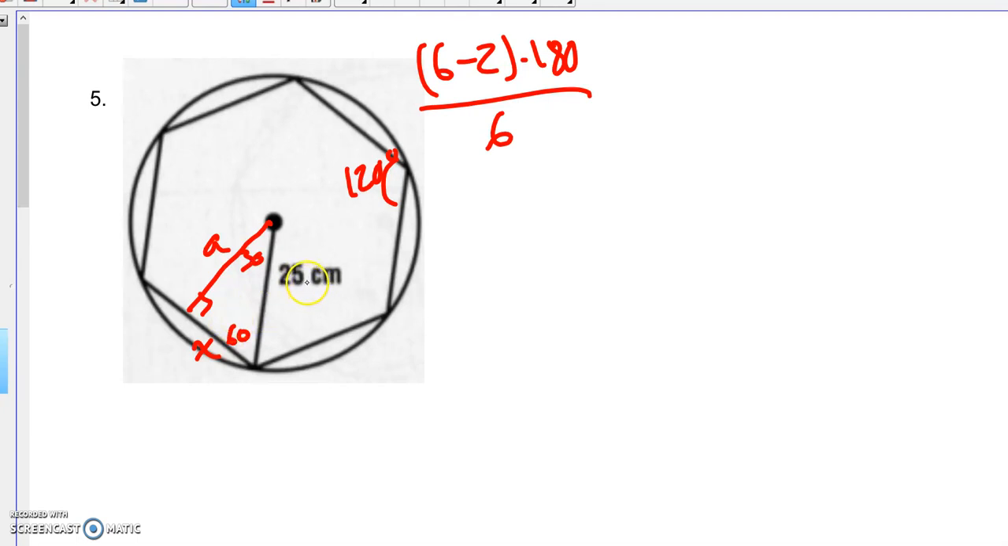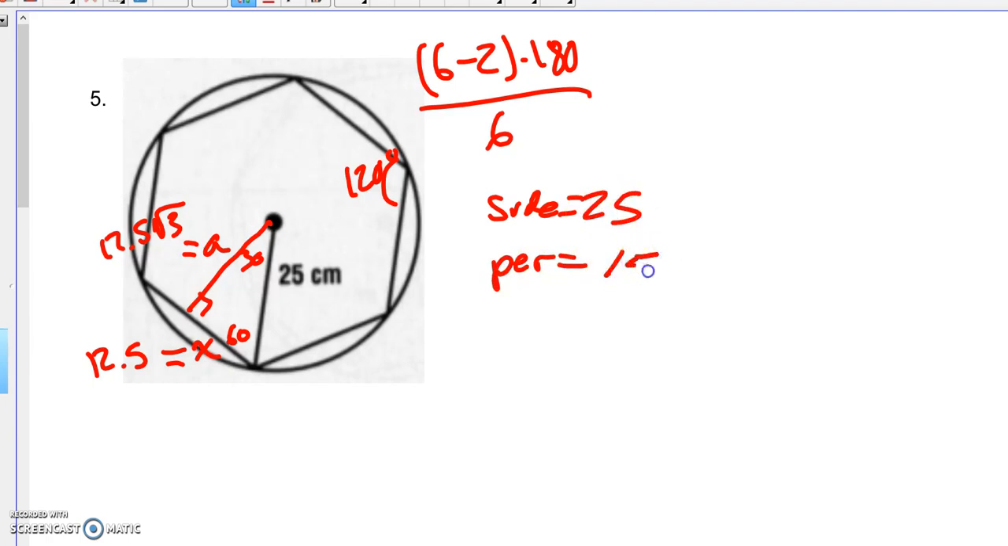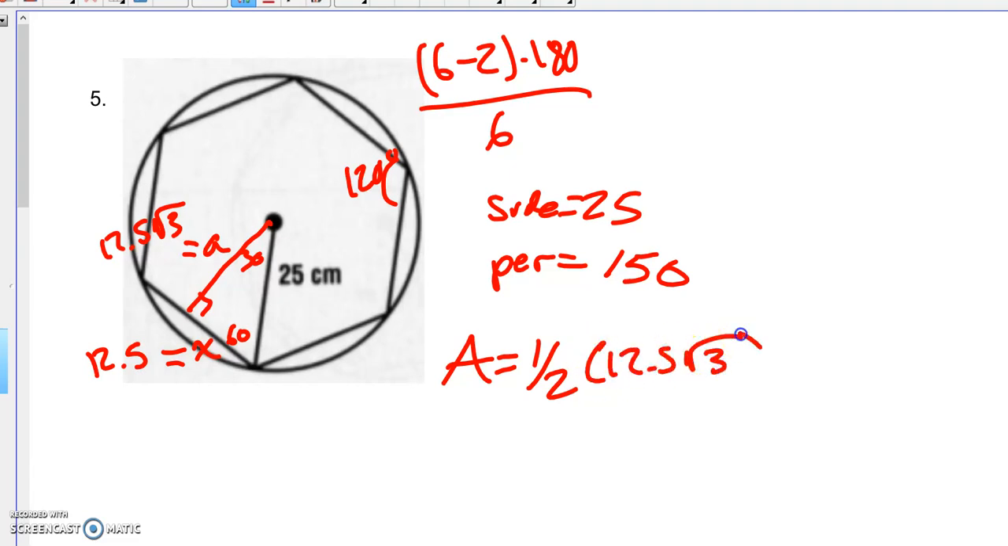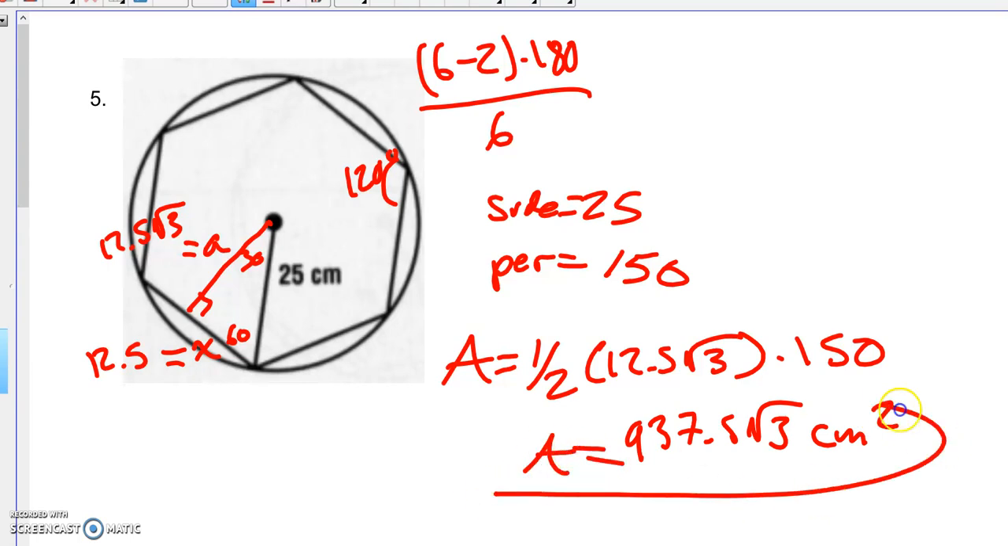So if my hypotenuse is 25, my shorter side is 12.5, and my apothem is 12.5 root 3. So then each side is going to be 25. My perimeter is going to be 150. And now I'm ready to plug into my area formula. I got 1/2 AP. Calculate that out. I should get 937.5 root 3 centimeters squared for my area.